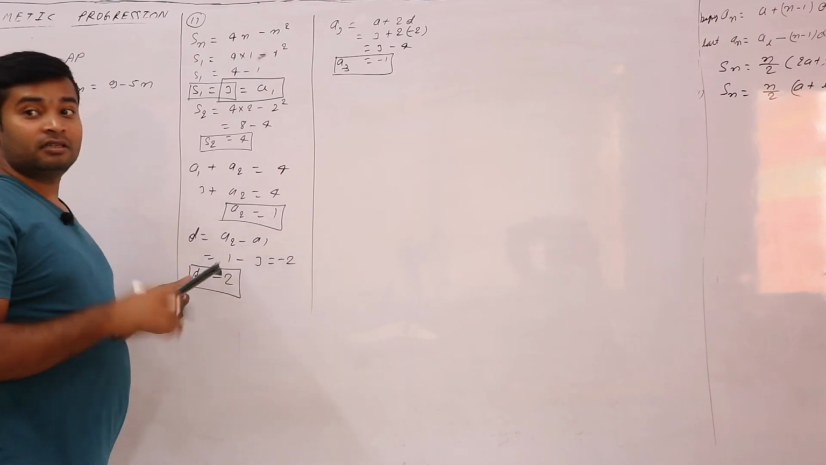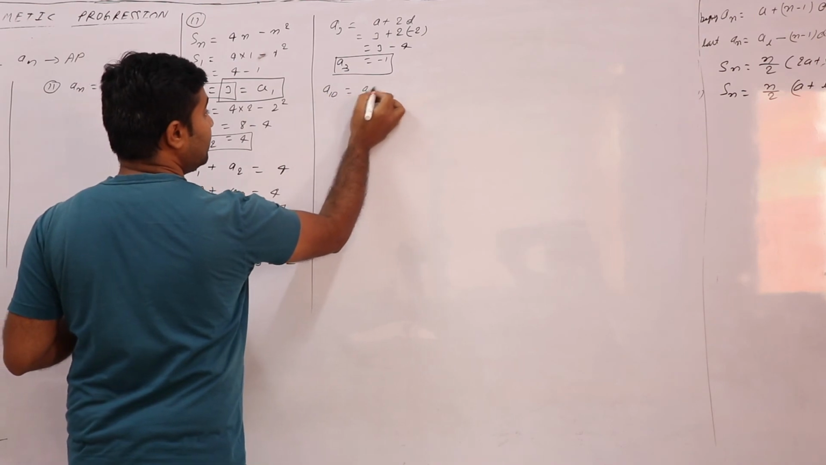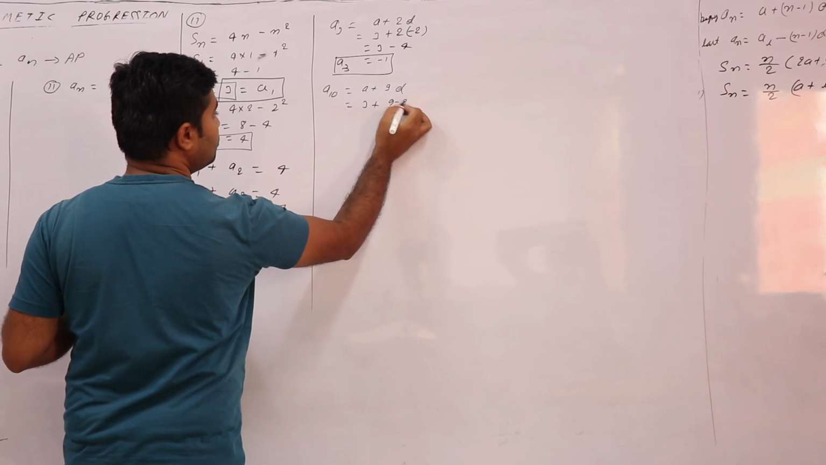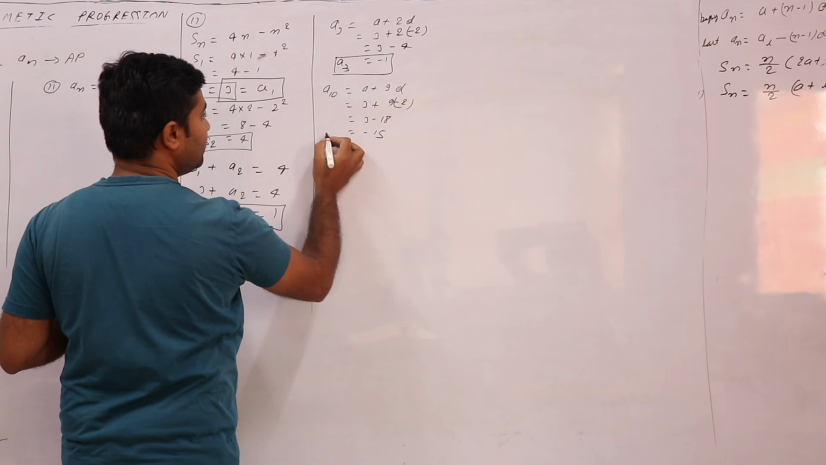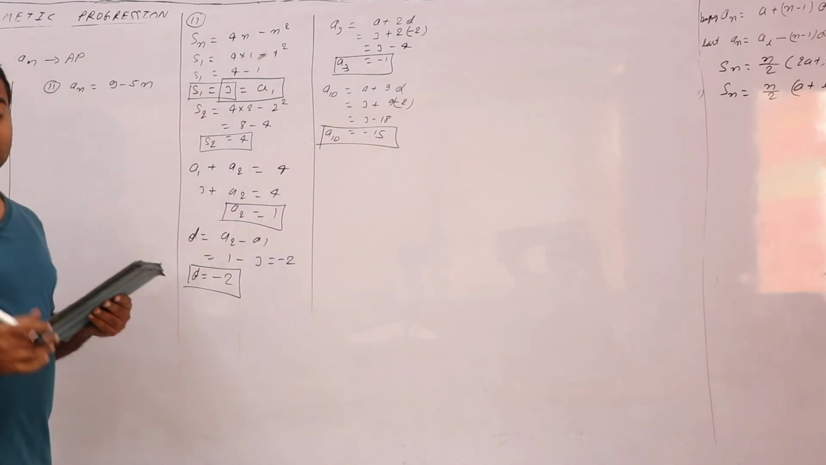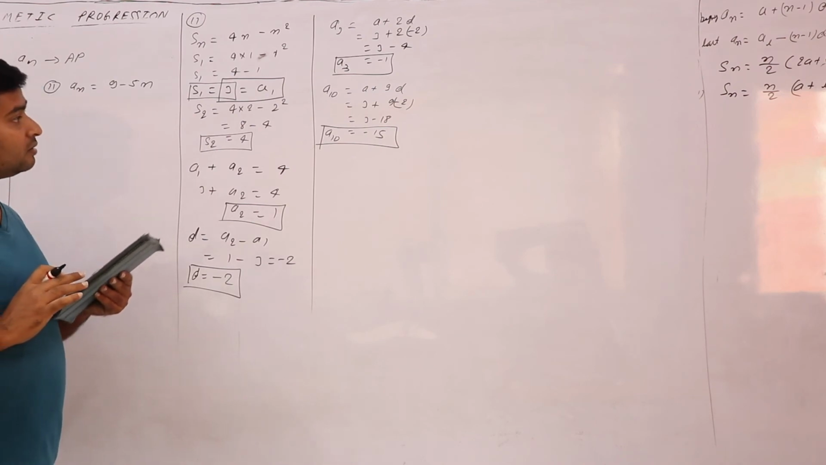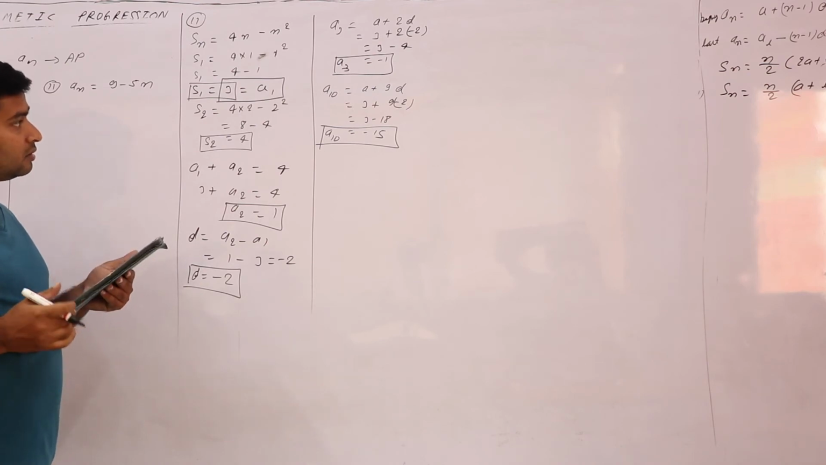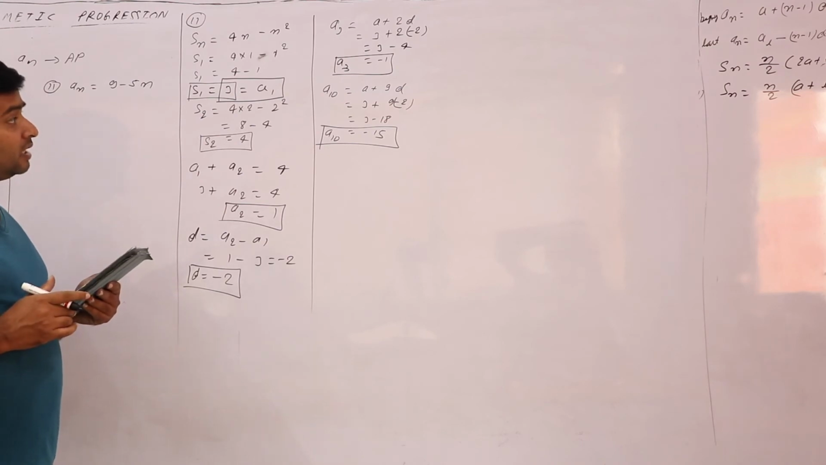One more question. Similarly, find the 10th term. A10 is equal to A plus 9D. So A is 3, 9 into minus 2. 3 minus 18 is equal to minus 15. A10 is equal to minus 15. 15 or 16? 18 minus 3, how much do we get?